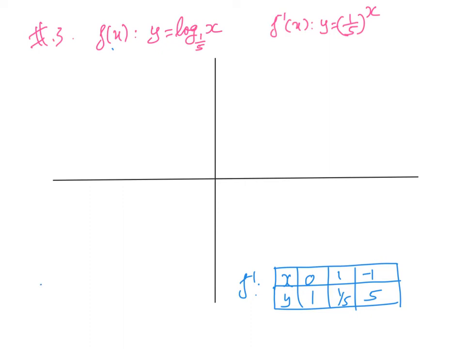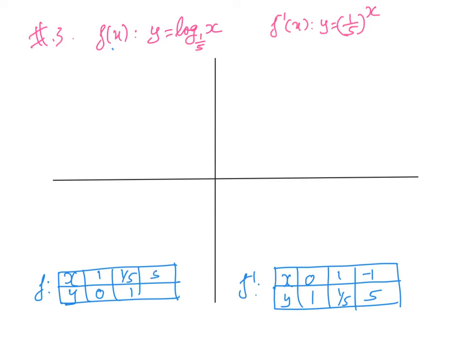Now for f, it is easy for me. I just need to swap the values of x and y. So here is 0, 1. This will now become 1, 0. This is 1 and 1 over 5, so it becomes 1 over 5, 1. And this is negative 1, 5, and this is going to be 5, negative 1.